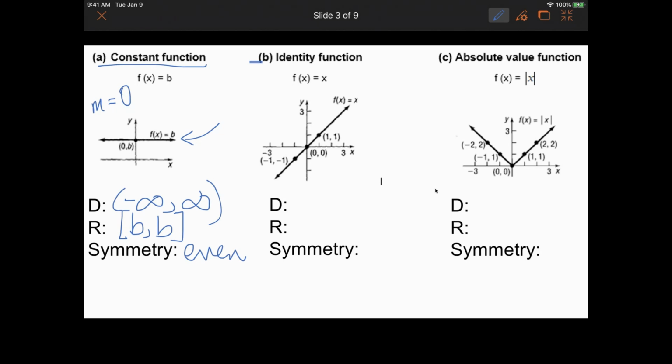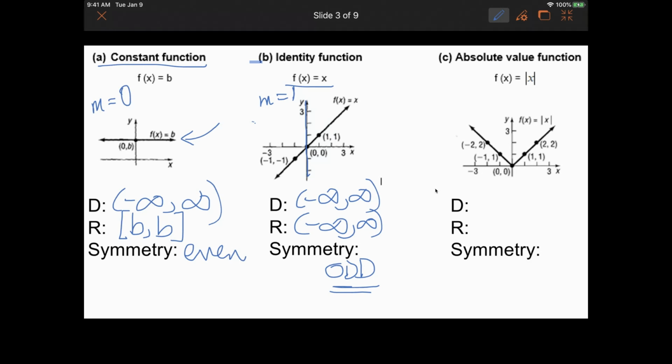All right, an identity function is f of x equals x. So the slope here is 1, right? Y-intercept is 0. The domain is all real numbers. And the range is also all real numbers. Okay, and what kind of symmetry? Is it even or odd? Can I fold it along this y and get something on this side that's the same? Nope, not a mirror image. Can I rotate it 180 degrees? Yes, and that is odd. Remember, odd is the same thing as symmetric with respect to the origin.